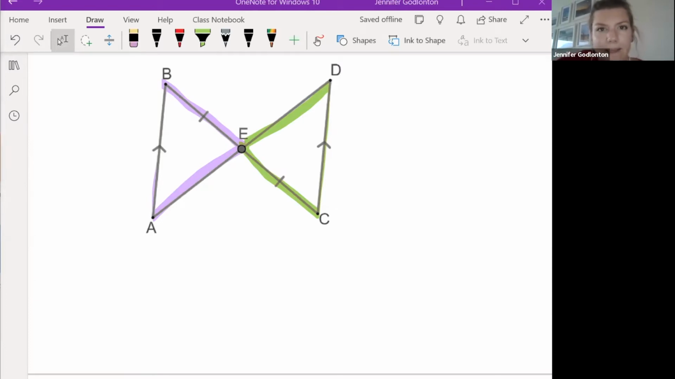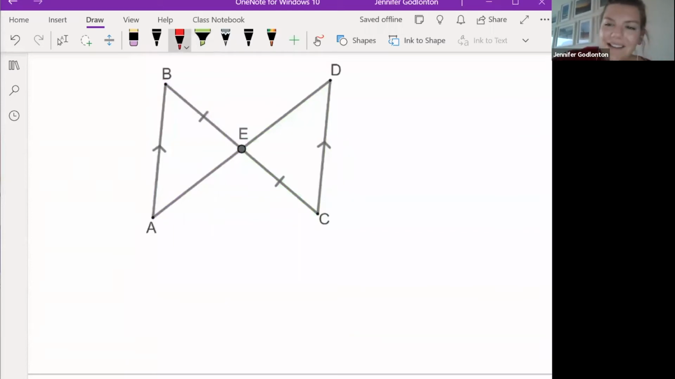Ma'am, I think they're giving us BA is congruent to DC, right? Something along those lines. What do these lines mean? It means they're parallel, ma'am. Because they're parallel, does it mean that they're equal? No, not really. I don't think so.